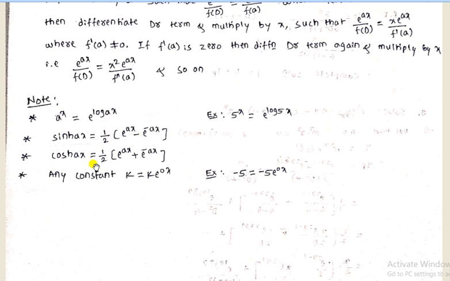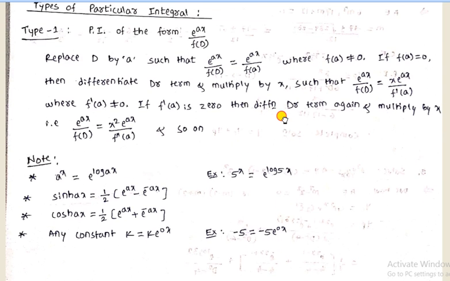Cos hyperbolic ax formula is 1 by 2 (e raised to ax plus e raised to minus ax). And any constant k is k equal to k e to the power 0x. For example, minus 5 is written as minus 5 into e to the power 0x. Now examples on type 1 particular integral.